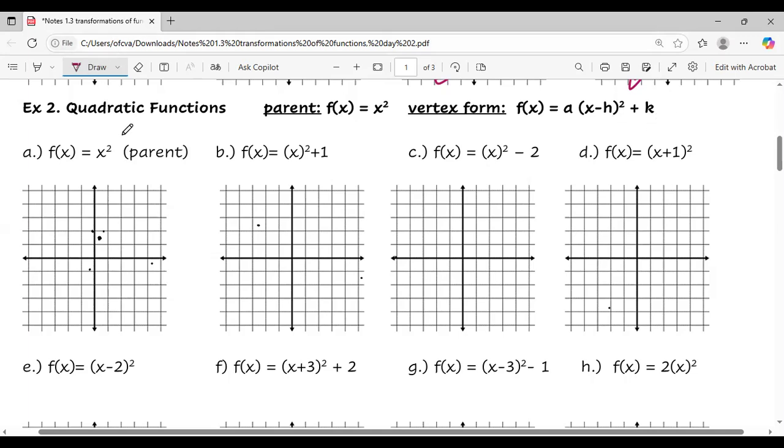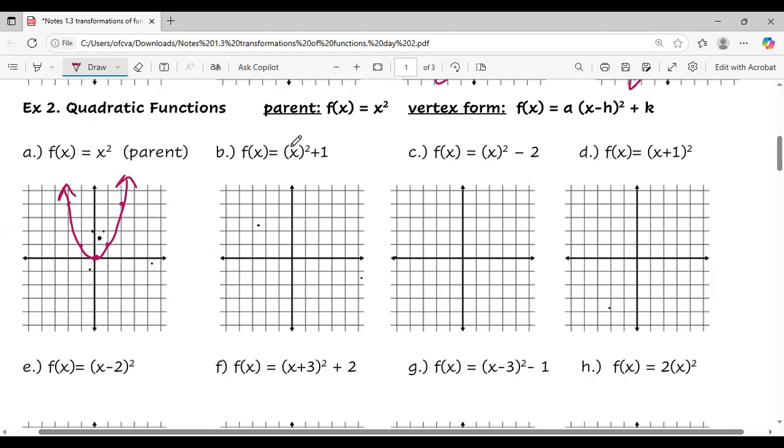So for the parent graph, disregard these little points or dots on the paper. I think that's from when I copied the document. But you have the parent graph that goes through 0, 0, 1, 1, negative 1, 1, and 2, 4, and negative 2, 4. Remember, this is your U shape, your parabola, right? So there's your parent graph. The shape of the graph will not change. What's going to change is where it is located on the grid.